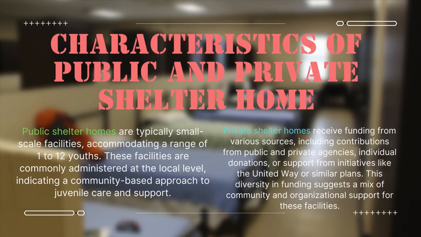So, there are characteristics of public and private shelter homes. Public shelter homes are typically small-scale facilities accommodating a range of 1 to 12 youth, and these facilities are commonly administered at the local level, indicating a community-based approach to juvenile care and support.